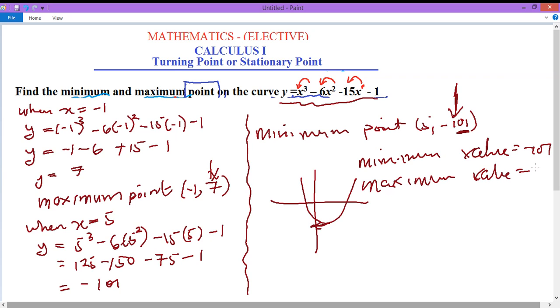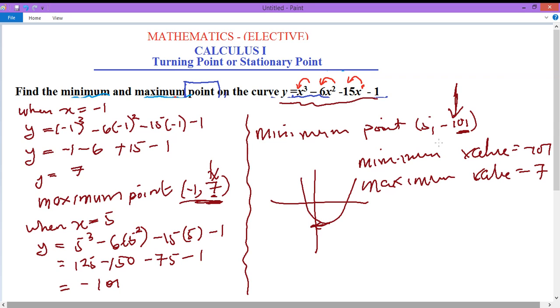Remember, I told you there are so many ways you could do that. So if we didn't even use the second derivative to test which point is the maximum and the minimum point, we could have relied on the idea that since the y values are the values for the stationary points, we could have just slotted in the values, performed the calculation, and picked this point as the maximum point, because 7 is bigger than what? -101, and this one as the minimum point.